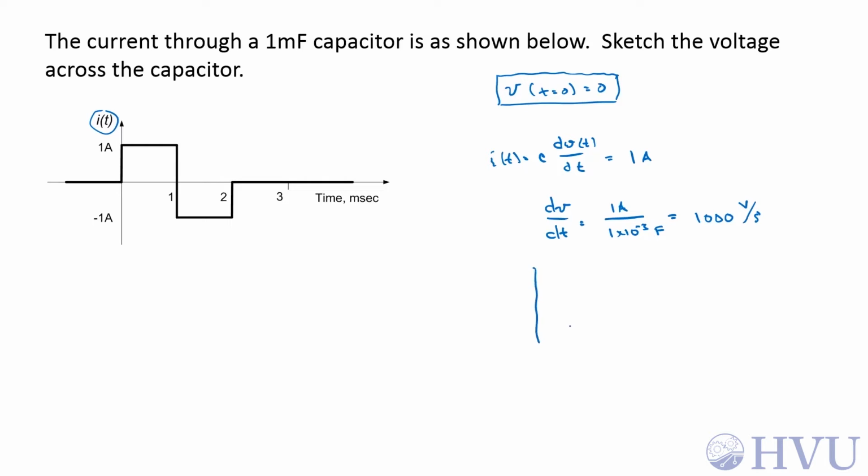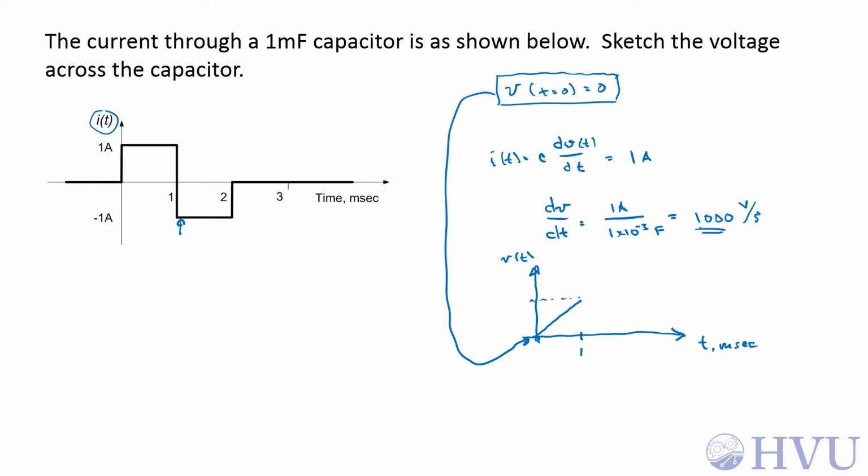So that means that this curve between times 0 and 1 starts out at 0 because of my initial condition here. It'll go up linearly with a constant slope that's 1,000 volts per second. If I plot this in milliseconds, at 1 millisecond I'll be at 1 volt. Now down here I have the same slope just with the opposite sign. It'll go back down at the same rate until it gets to 2 milliseconds and then it'll stay at 0.